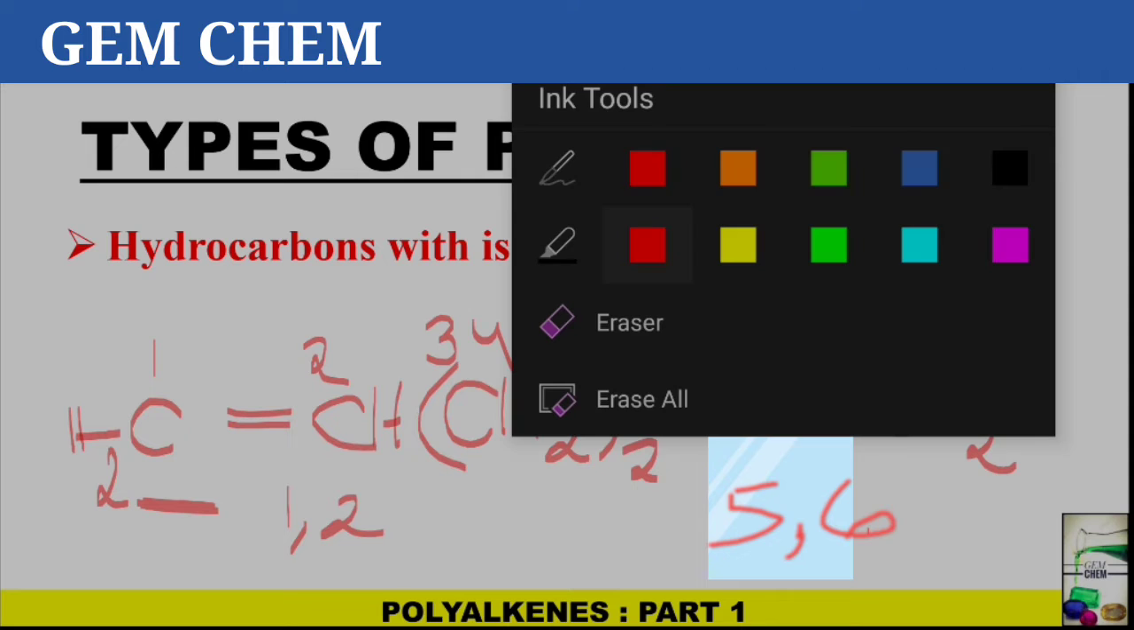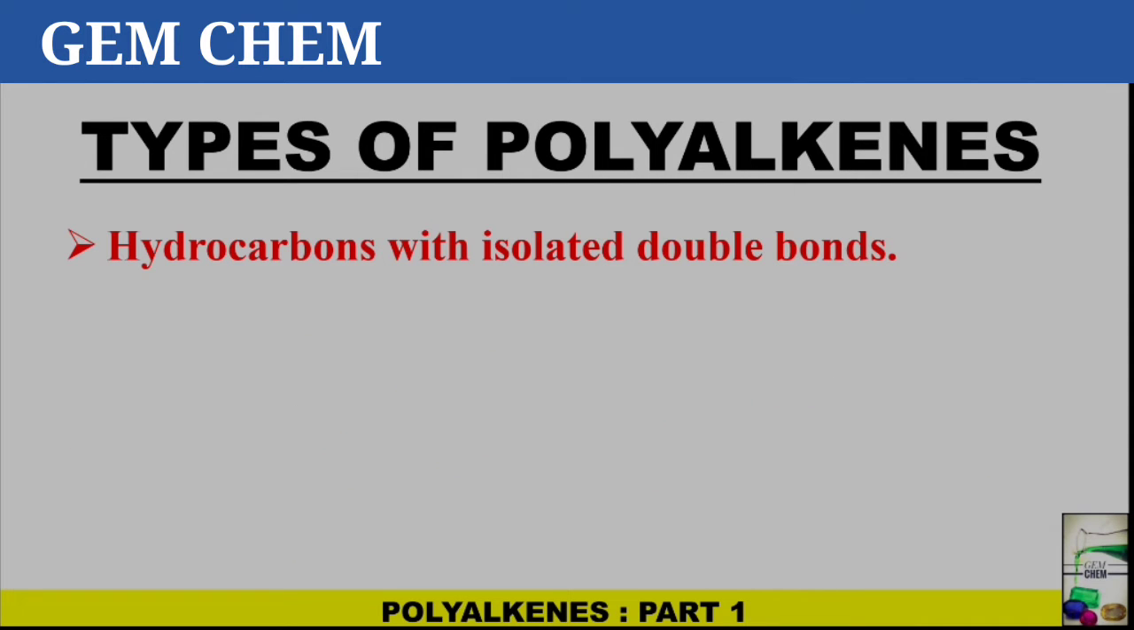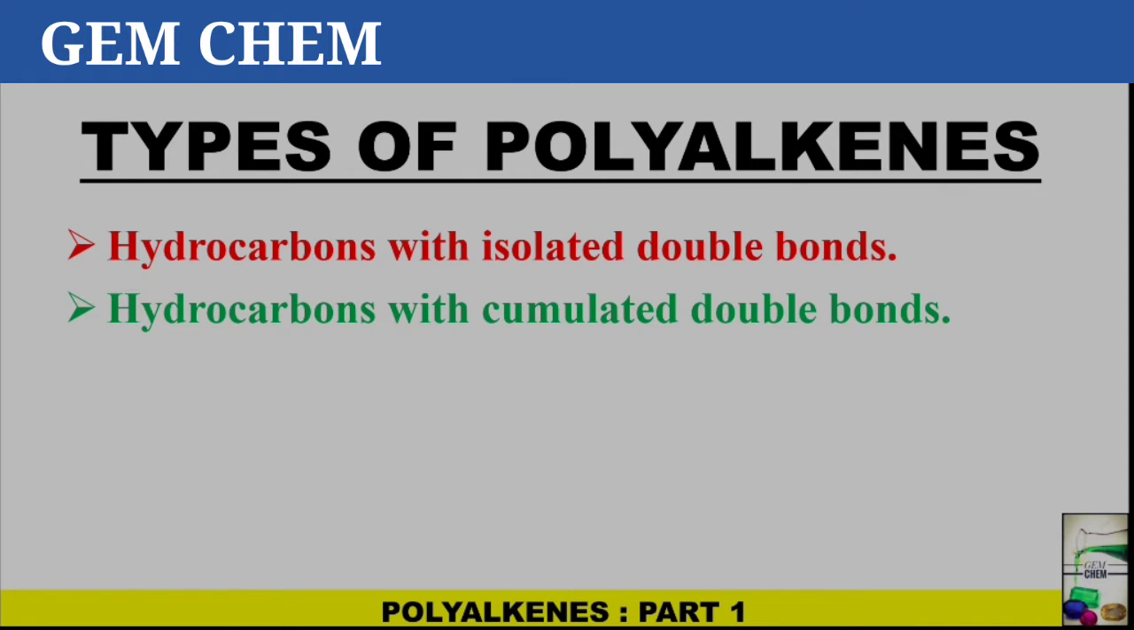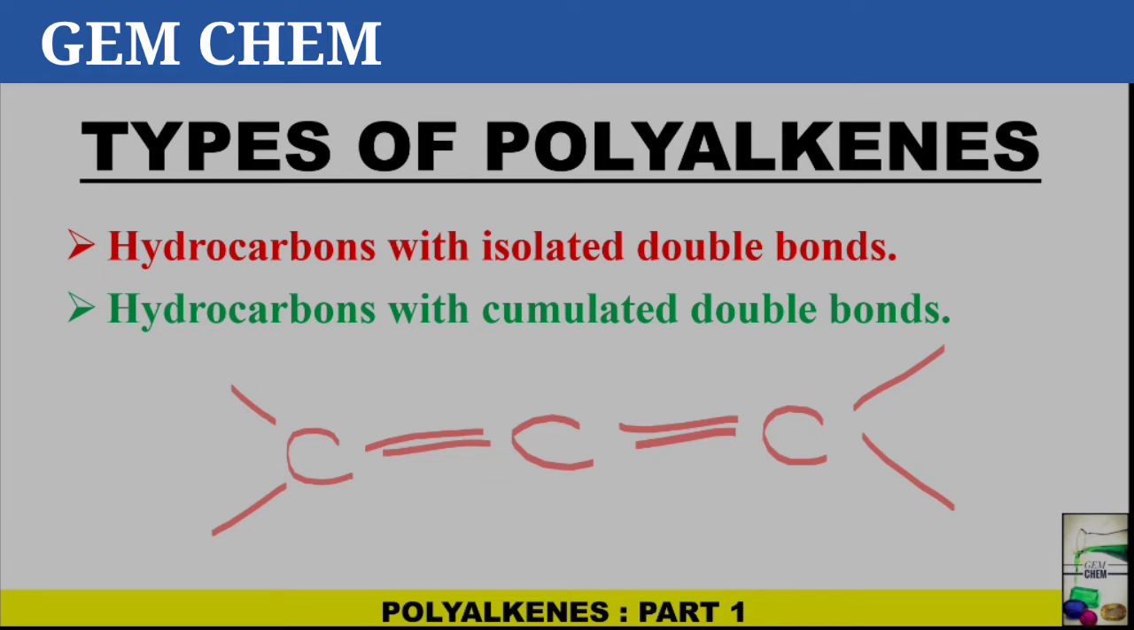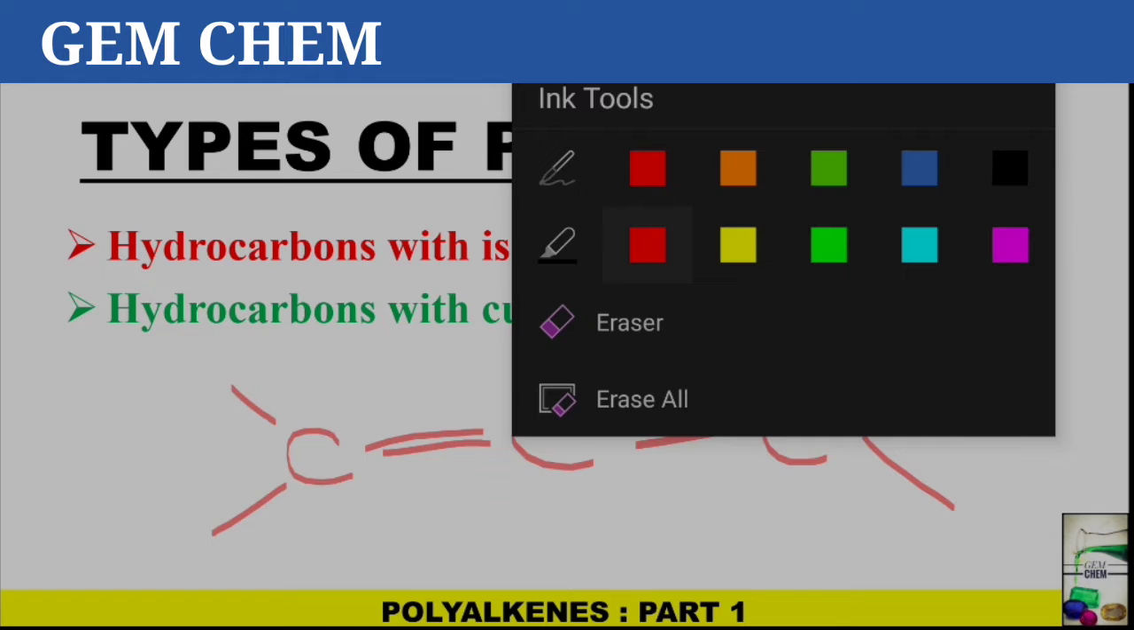Now if we talk about the next type, that is hydrocarbons with cumulated double bonds. Cumulated means one after the other. So we have double bonds in continuation. So somewhat like this the structure will be looking. The double bonds will remain in continuation. For each of these types we will go into details, but first an introduction is being given.